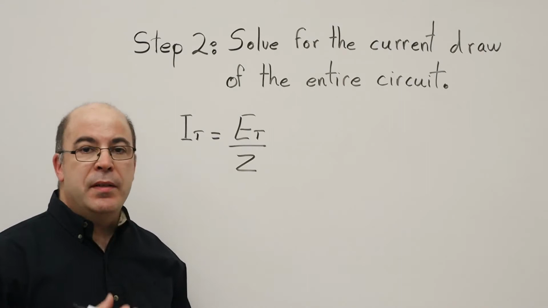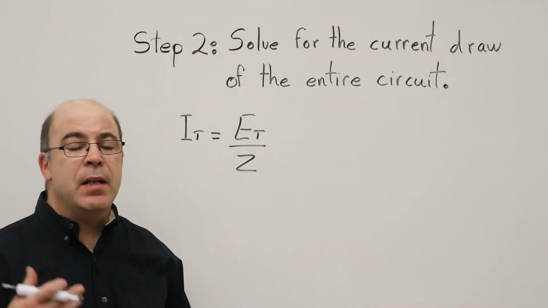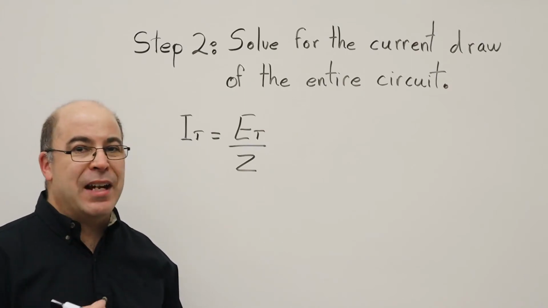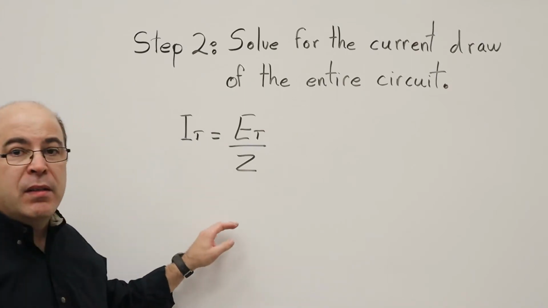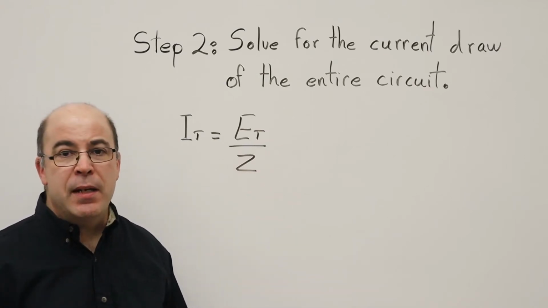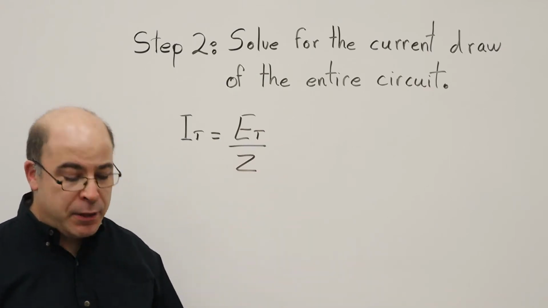Now we're going to move on to the second step, which is namely calculating the value of current that is going to be drawn for the entire circuit. We're going to take the value of the applied voltage, and we're going to divide it by the value of impedance. I'll just input our values.